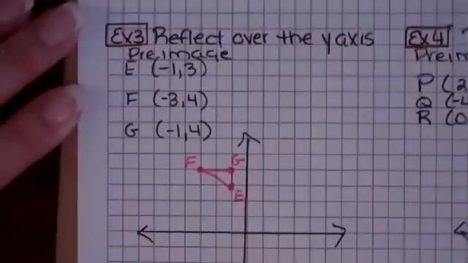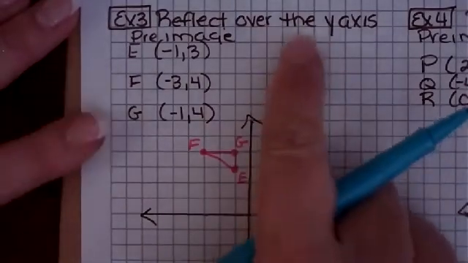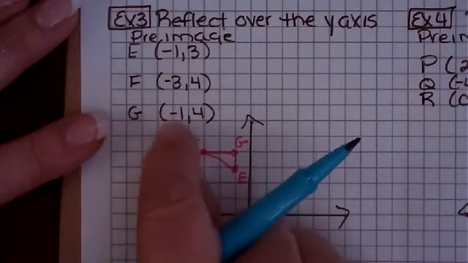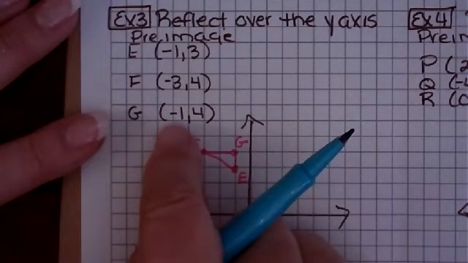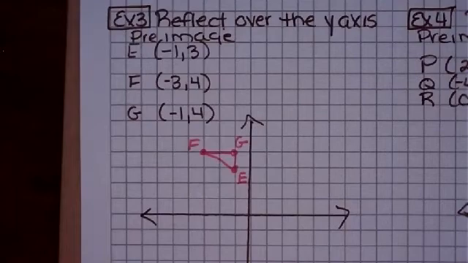Now, example 3 and 4 are going to switch. This time we're going to be reflecting over the y-axis. And I have triangle EFG for my pre-image, and I've already graphed it. So again, pause your video right here and let's copy all this down and get it graphed, and then start again.